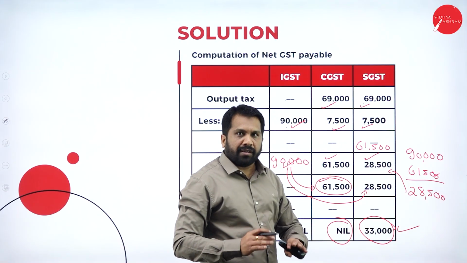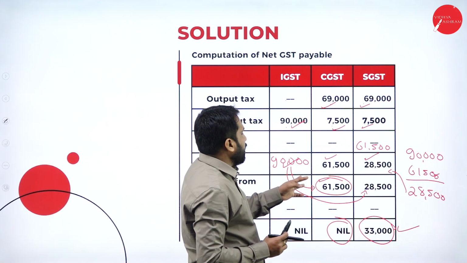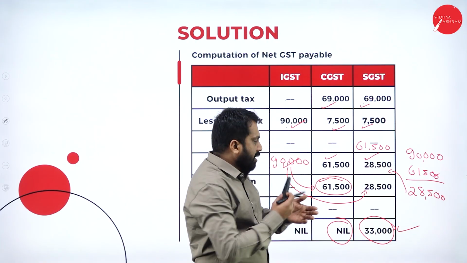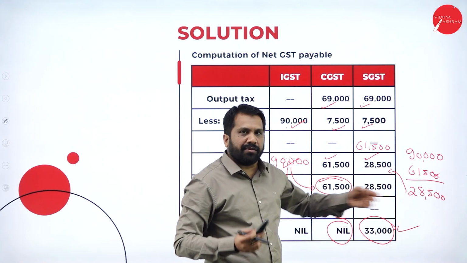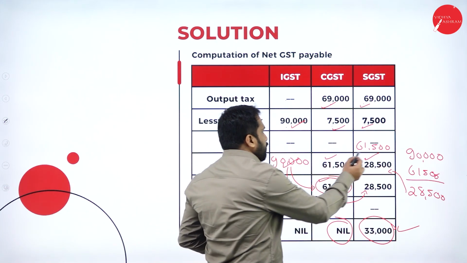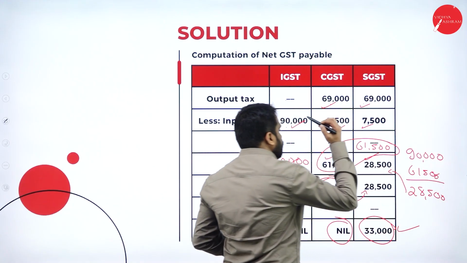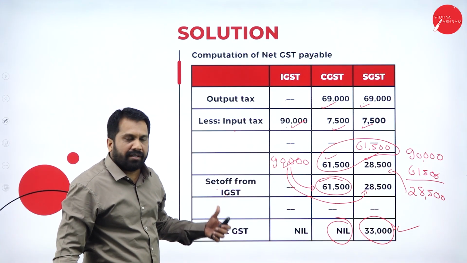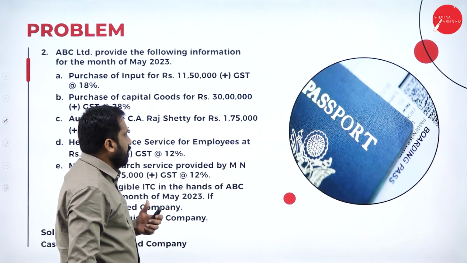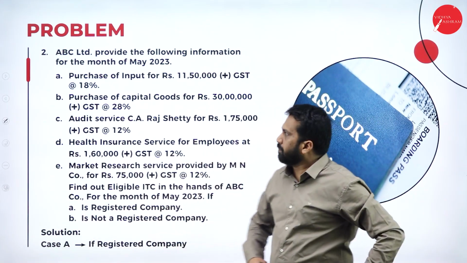Hope you are clear. Now, you may ask, sir, why can't we use 61,500 for this person? We can use it. You can give half-half also for these two. It is all left to you. This 90,000 you can use for these two. Hope you are clear. Yes, this is your input tax credit calculation. Now, we'll go to the next one.